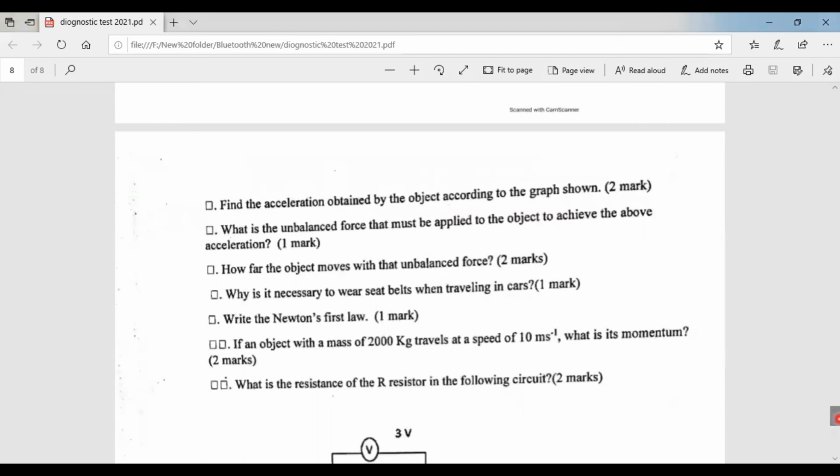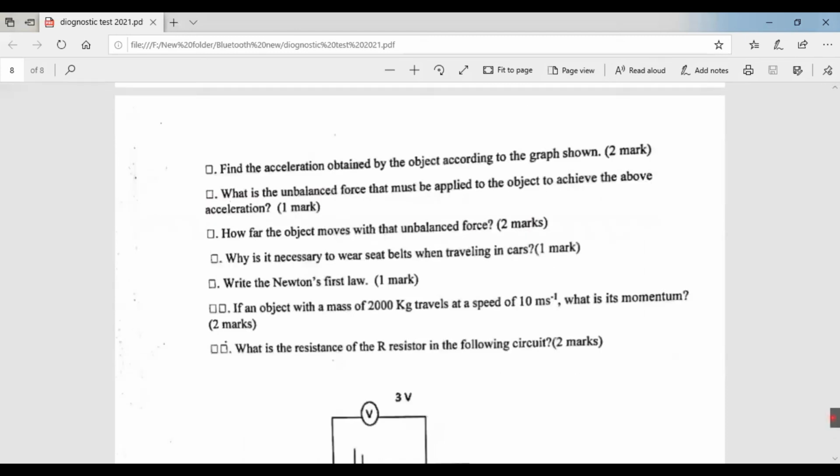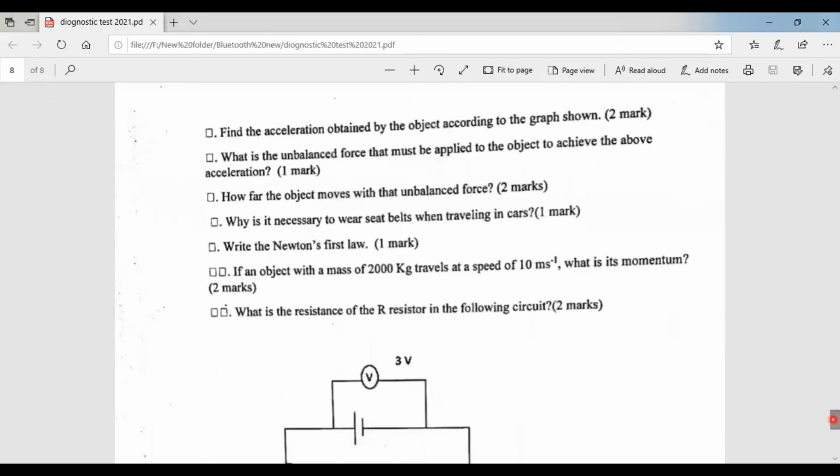Why is it necessary to wear seat belts when traveling in cars? It's a general knowledge question. When applying the brake, the person will be injured by hitting something. That is why the person should wear the seat belt when traveling in cars.